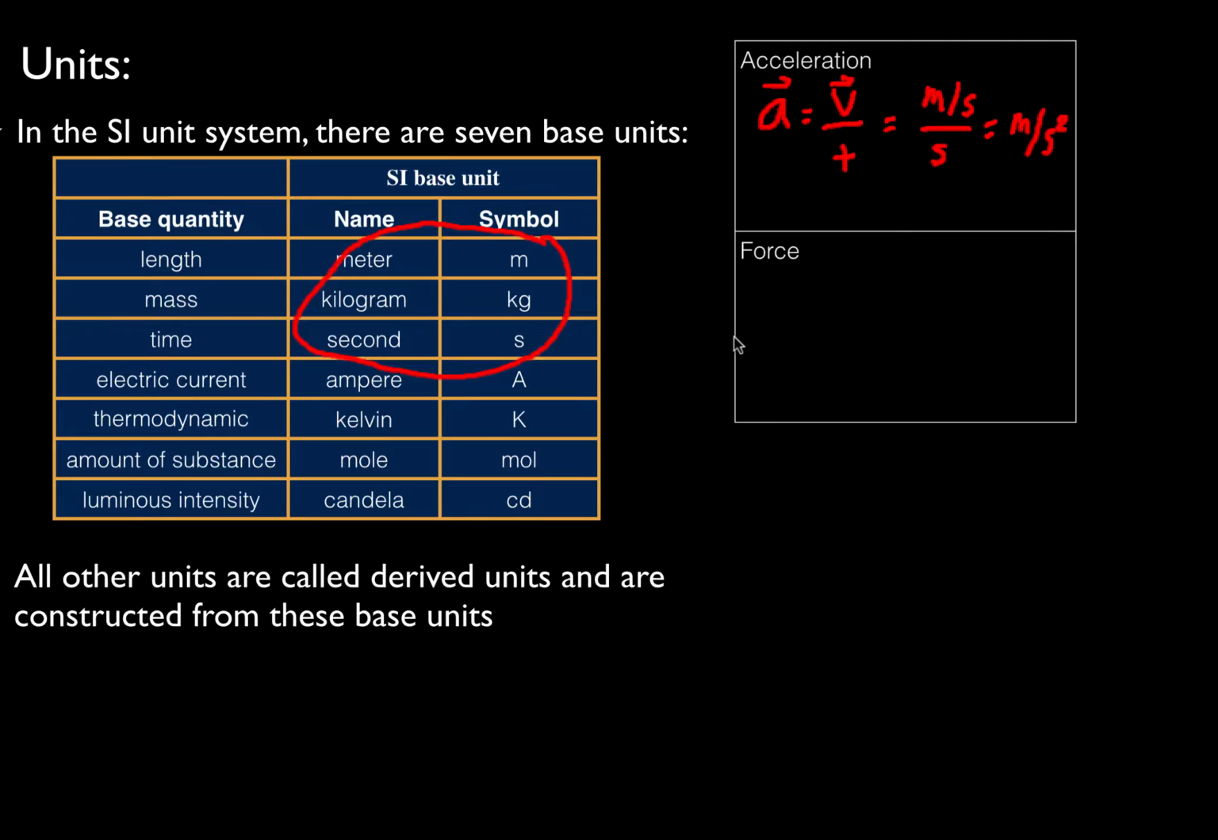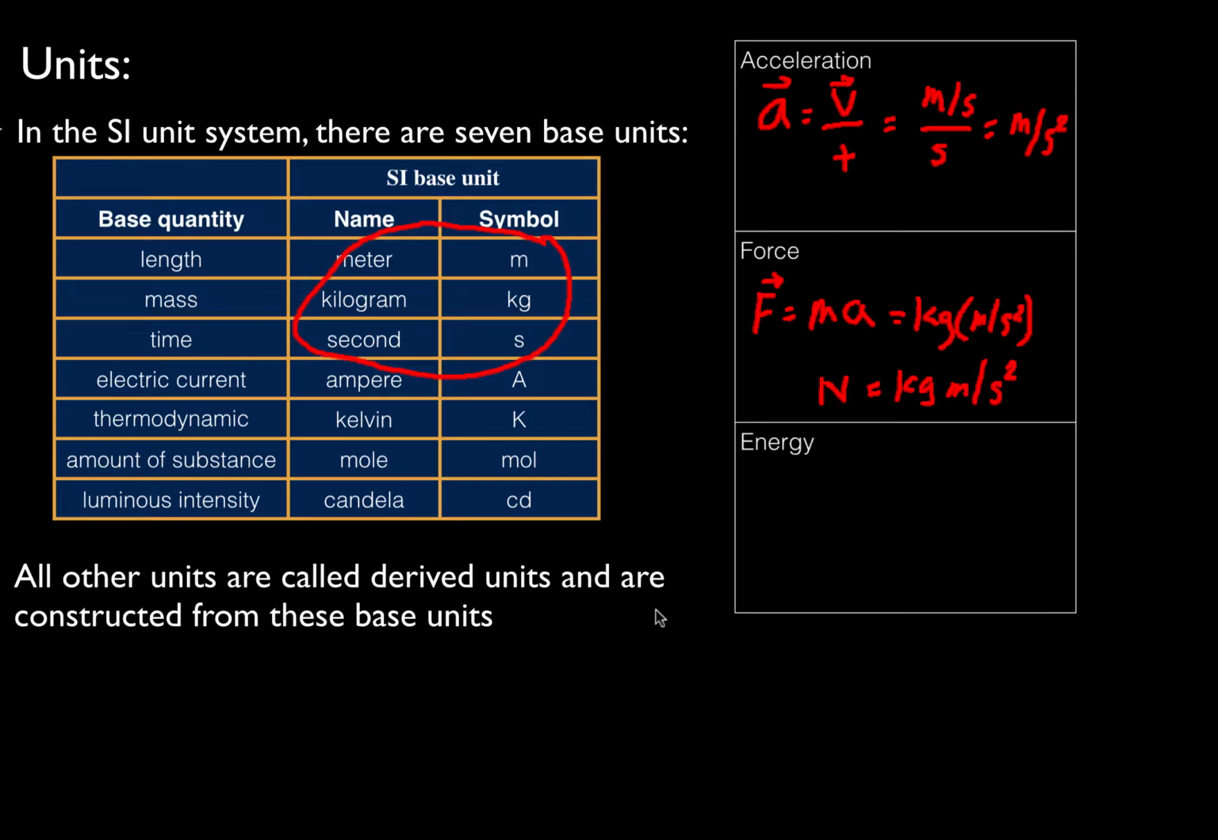For force, the unit for the force is generally called the Newton, but it can be constructed from the meter, the second, and the kilogram. For example, the formula for force is F equals ma, which is a kilogram times the meter per second squared for the acceleration. So we know that 1 Newton of force is the kilogram meter per second squared. The Newton itself is a derived unit. It's not a base unit. It's made of the kilogram, the meter, and the second.